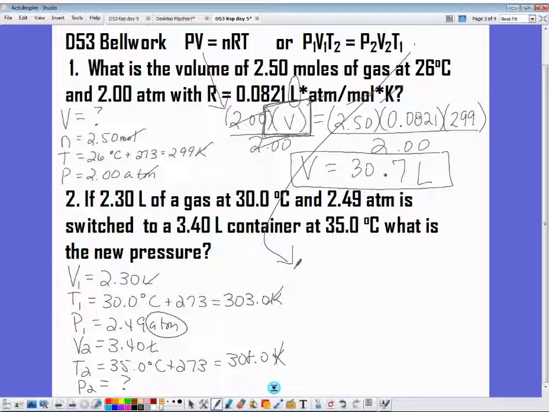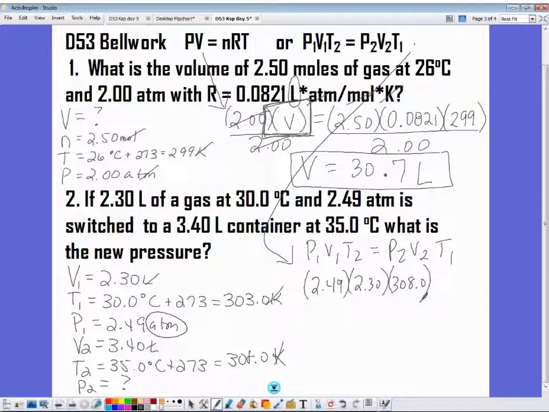Okay? So let me rewrite it for us. I think it might help if we see it down here. P2, V2, T1. Okay? So I'm going to plug in just numbers. So I'm going to plug in 2.49, and I'm going to multiply that by 2.30. And I'm going to multiply that by T2, which is 308.0. Everybody see that?